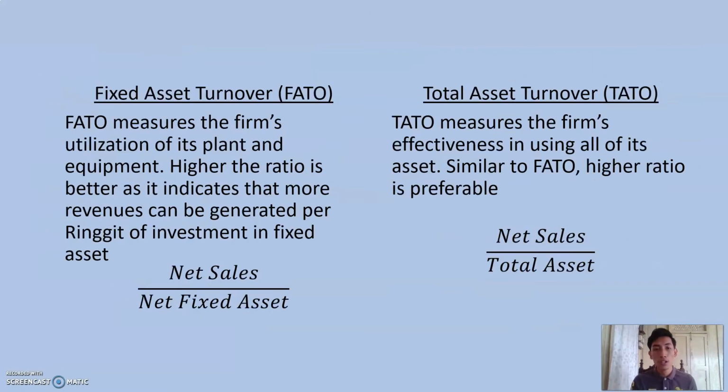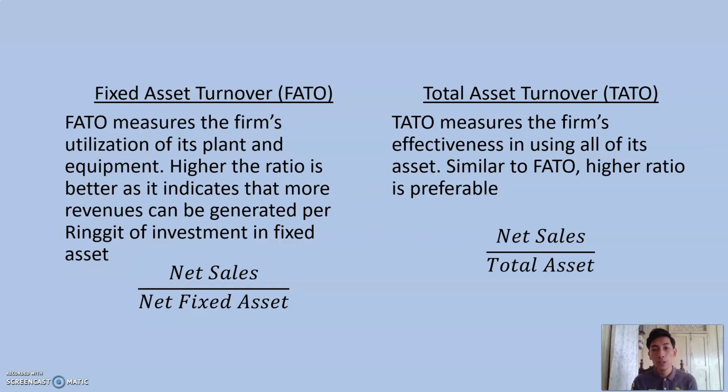The third component of activity ratio is fixed asset turnover, or FATO. FATO measures the firm's utilization of its plant and equipment. The higher the ratio, the better, as it indicates that more revenue can be generated per ringgit of investment in fixed assets. The formula for FATO is net sales divided by net fixed assets.